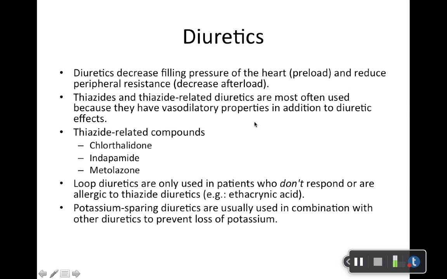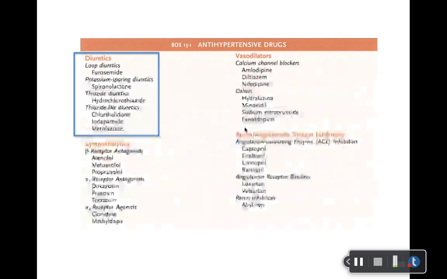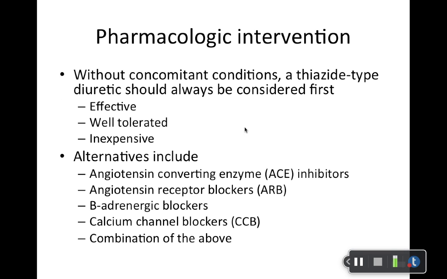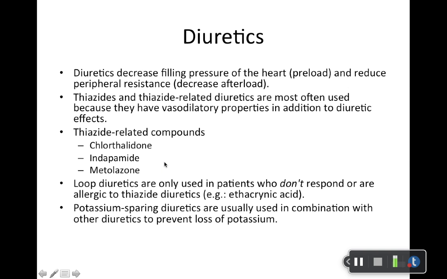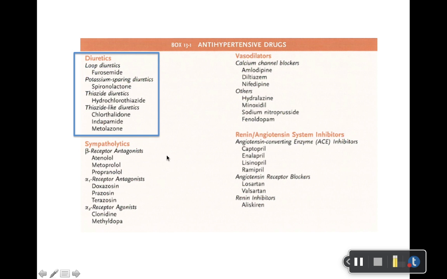Of these, the thiazide and thiazide-related diuretics are most often used because they also cause some vasodilation in addition to the diuretic effects. And then just real quick, jumping back to this other slide, they also are effective, well-tolerated, inexpensive. They are all generic. They've been around for a long time. They're usually well-tolerated, so a lot of good reasons to use these. Here are the thiazide-related compounds, so definitely look at those.